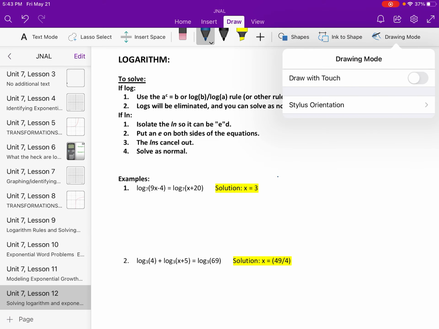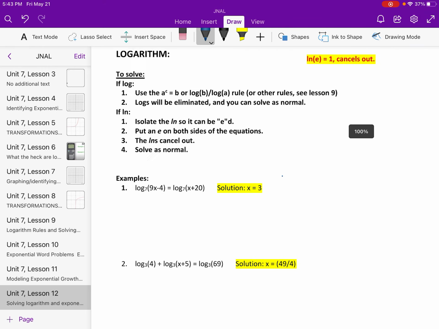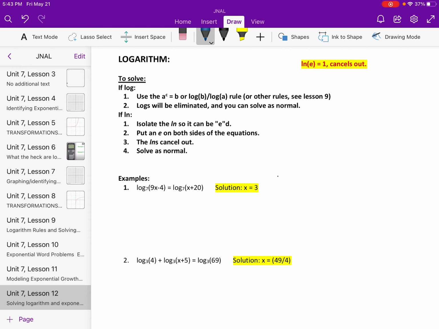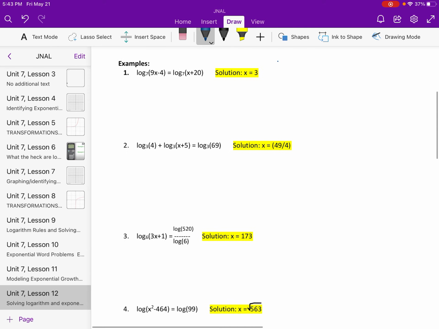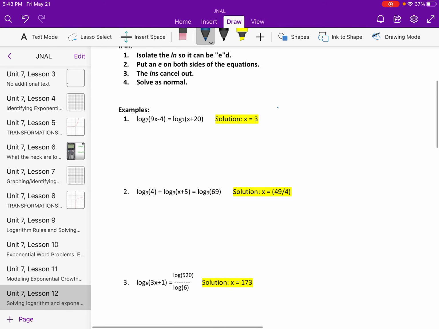But let's start out with if there's logs, which is just a normal logarithm. You can use any rule, but typically the two you use are a to the c power equals b, or log b divided by log a. This is reviewed in Lessons 6 and 9. And then if there's ln, well, we're not going to talk about that yet. So let's look at some. Oh wait, yeah, we are, because some of these have that.